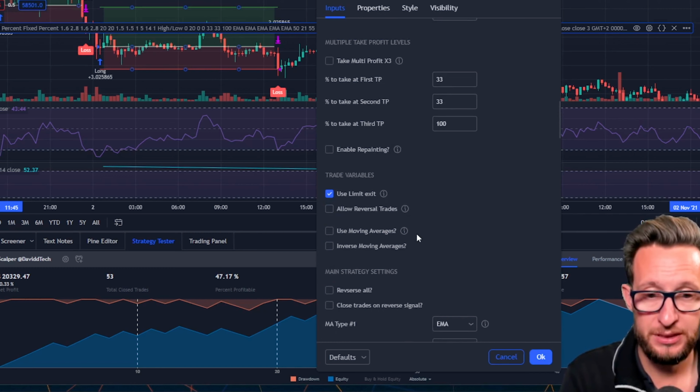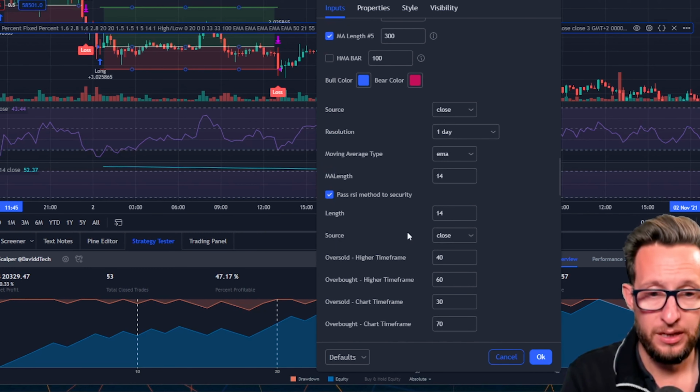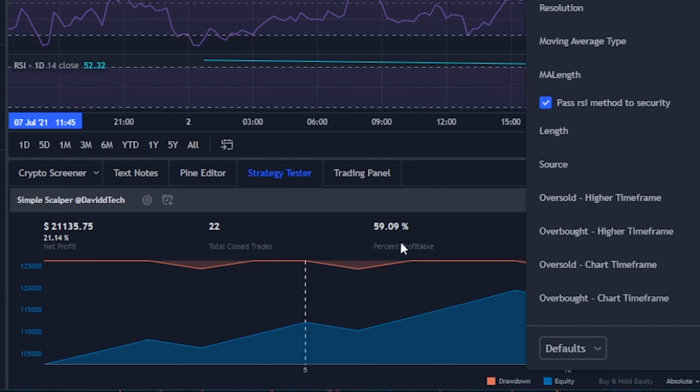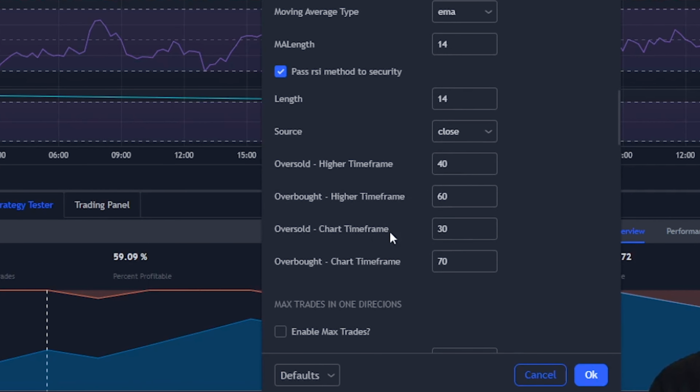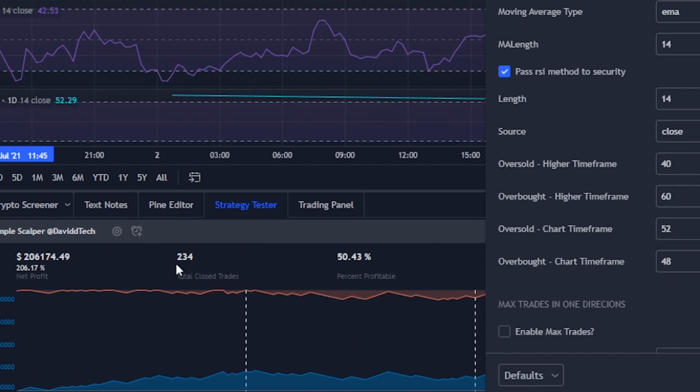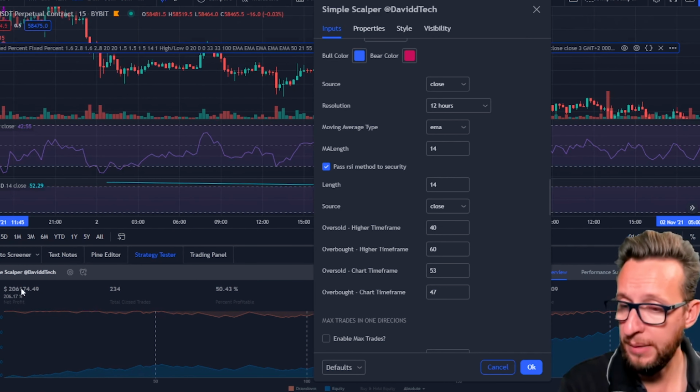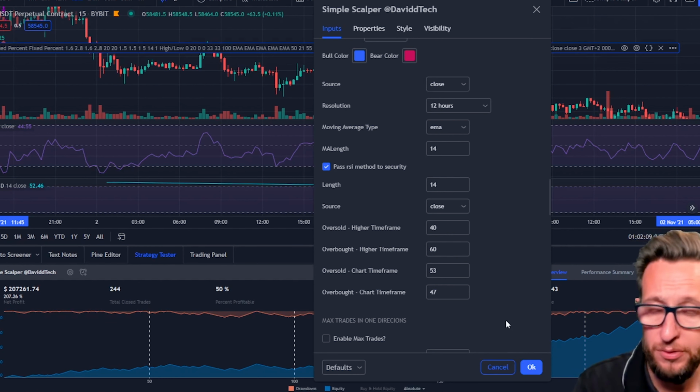Other changes that were suggested by my bot was going down here and changing this to the 12 hour instead of the 1 day. And that's taken us up to 59% net profit. And then the last bit was to take the oversold and the overbought of the actual time frame to around 52 to 49 or 48, I believe it was, if I remember rightly. And that's given us a considerably greater number of trades at 234, still 50% profitable, and giving us a net profit of 200%. So that actually was worth running that bot.